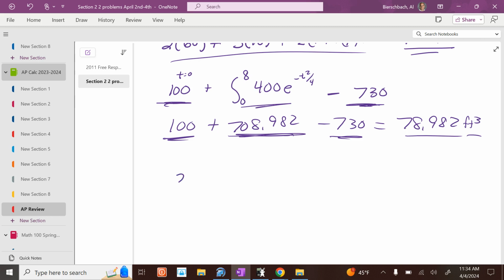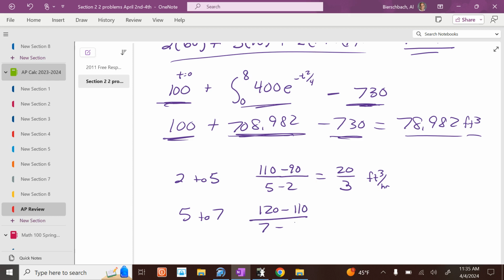So the rate from 2 to 5 is 110 minus 90 over 5 minus 2, which is 20 over 3 feet cubed per hour. And then from 5 to 7 is 120 minus 110 over 7 minus 5, which is 10 over 2, which is 5 feet cubed per hour.